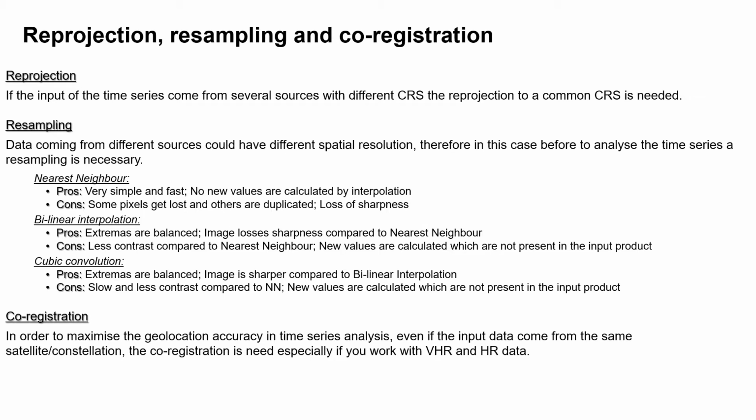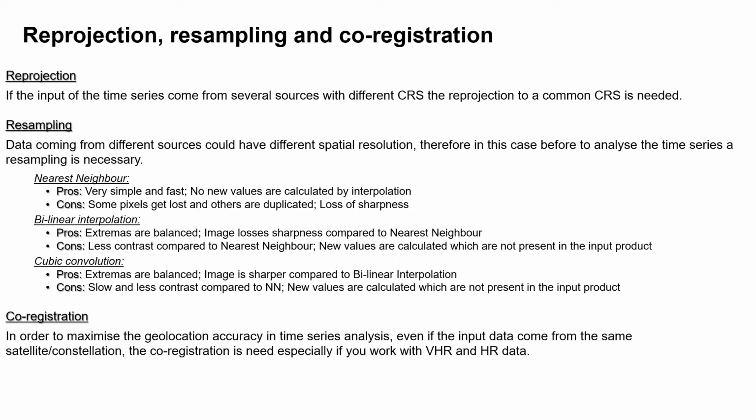The other pre-processing steps are reprojection. When you work with satellite images coming from different satellites, you may need to reproject because they might not have the same coordinate system. So, for example, Sentinel-2 images are in UTM WGS84, but if you want to project Sentinel-2 images in Google Earth, you need to reproject them to Lat-Long WGS84.